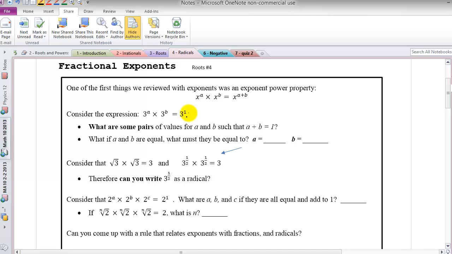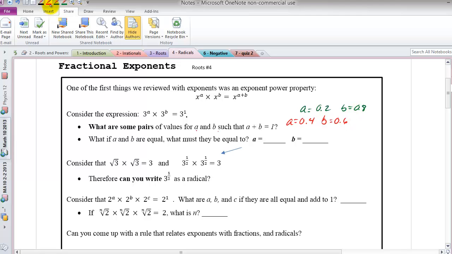I'm saying 3 to the power a times 3 to the power b equals 3 to the power n. So what pairs of values for a and b are there such that a plus b equals 1? You could have a equals 0.4, b equals 0.6. You could have a equals 0.2, b equals 0.8. There's any number of combinations of a and b that, when added, equal 1.